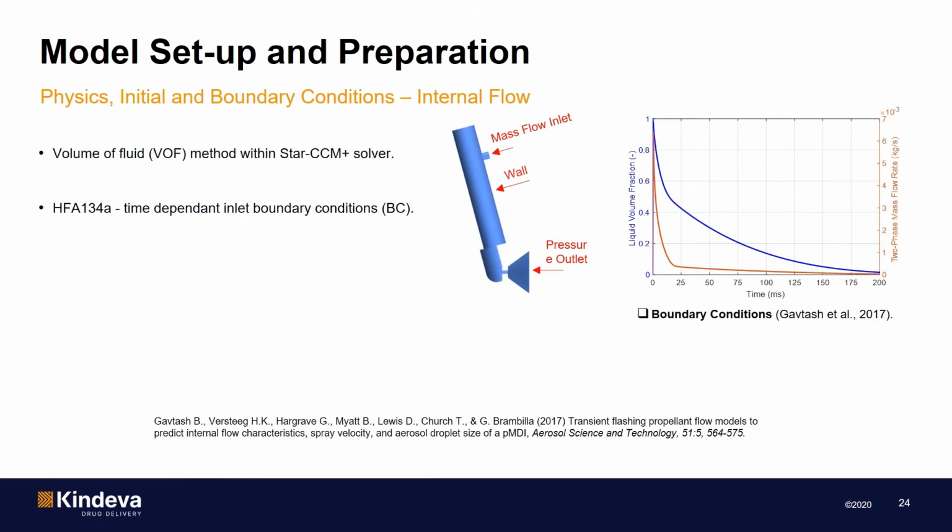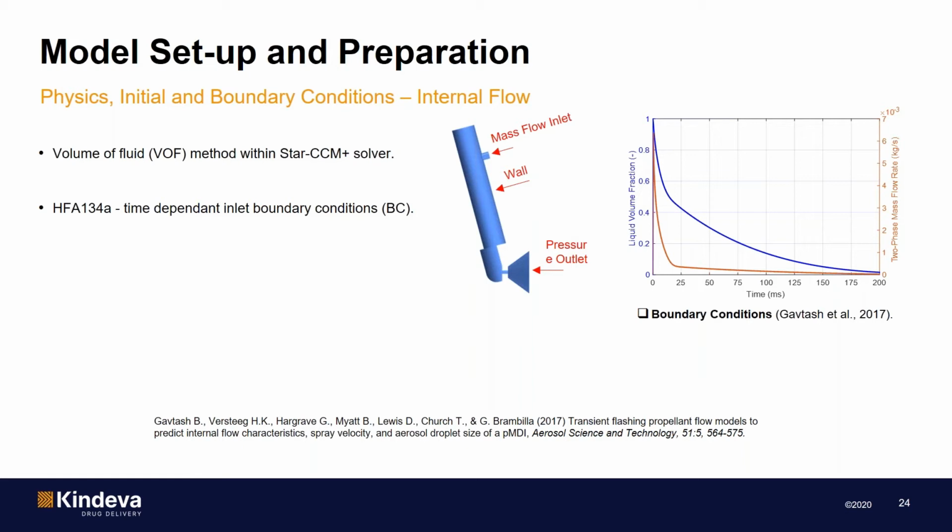Now, moving on to the physics and boundary conditions. In the internal flow model, the expansion chamber is assumed to be filled with air at atmospheric condition at first. HFA 134A propellant enters this space through the valve orifice at a mass flow rate with an instantaneously varying vapor content that we calculated by a separate model, and we have been using this extensively before.